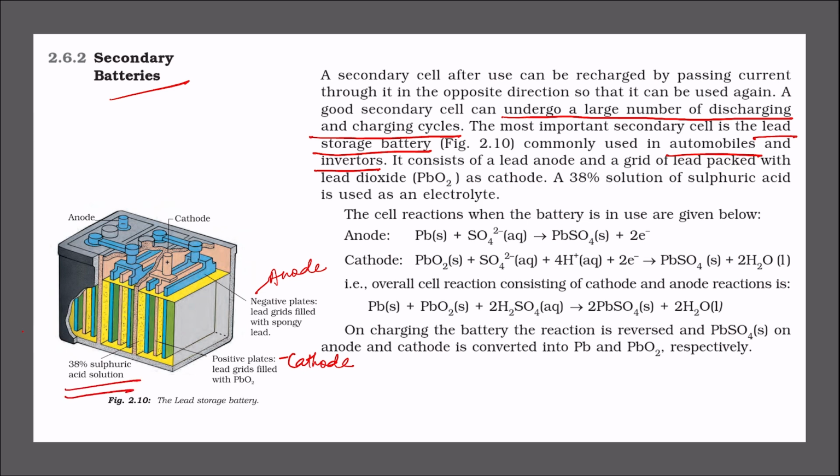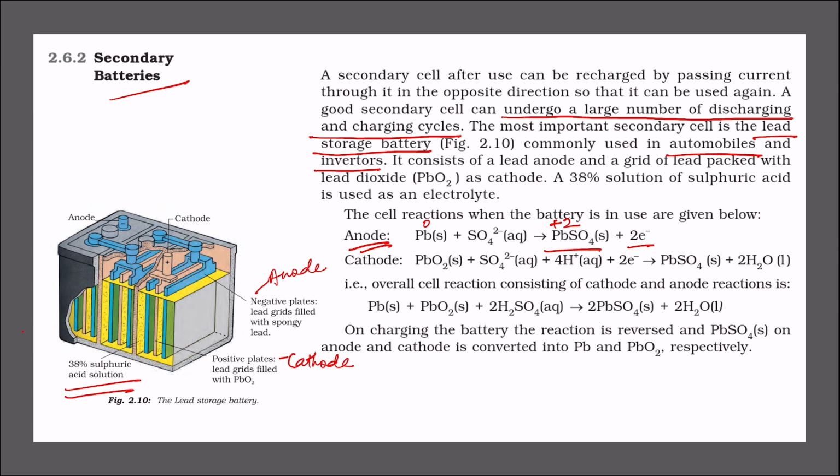The reaction which takes place when the battery is in use: the reaction at the anode is lead combining with sulfate ions forming lead sulfate, and 2 electrons are given. Here lead is getting oxidized from lead in 0 oxidation state to lead in +2 oxidation state. So it is losing 2 electrons. So oxidation is taking place at the anode. Lead is getting oxidized from 0 oxidation state to +2 oxidation state.